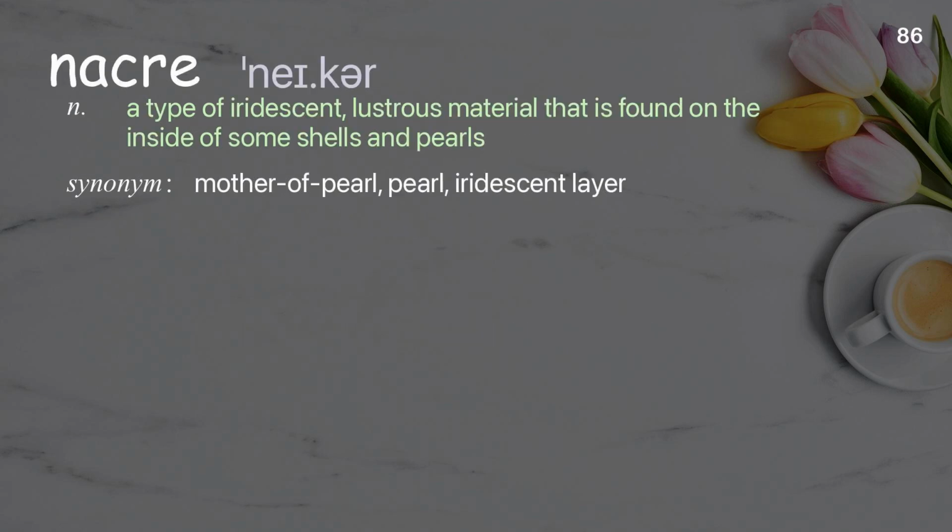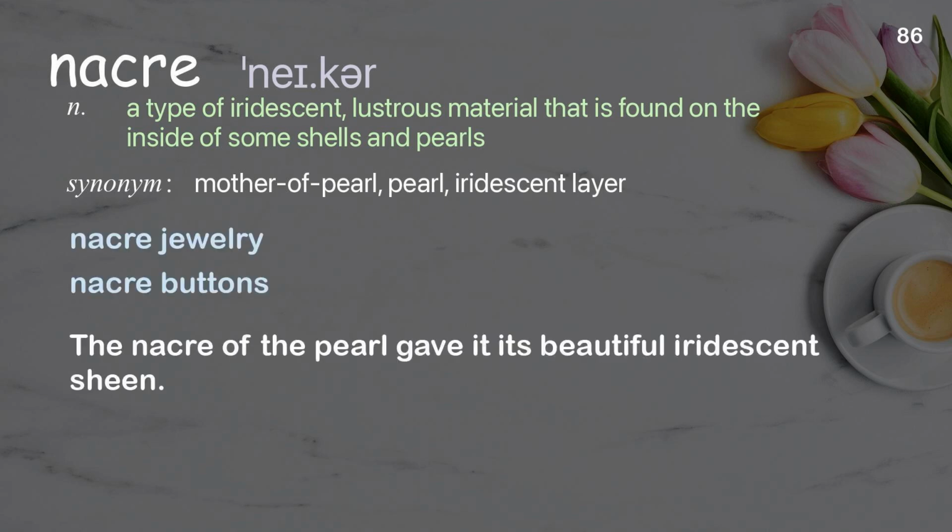Nacre: a type of iridescent, lustrous material that is found on the inside of some shells and pearls. Examples: nacre jewelry, nacre buttons. The nacre of the pearl gave it its beautiful iridescent sheen.